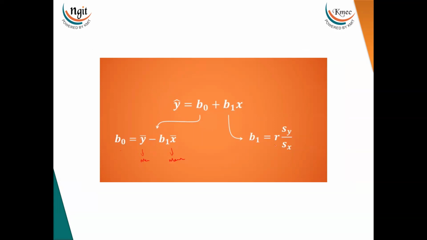And b1 is r into sy divided by sx, that is, the standard deviation of y divided by the standard deviation of x. r is the correlation coefficient, which is represented by the covariance of x comma y. So now with one example, let us solve how we are going to find out the values of b naught, b1, and how we are going to calculate the predicted value.